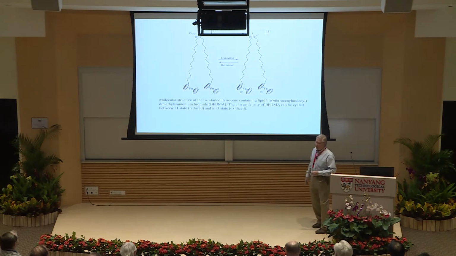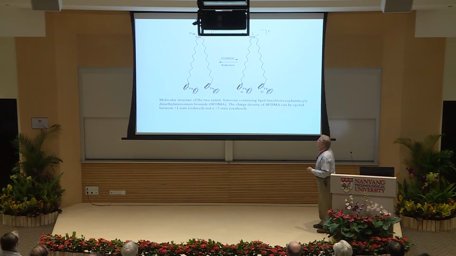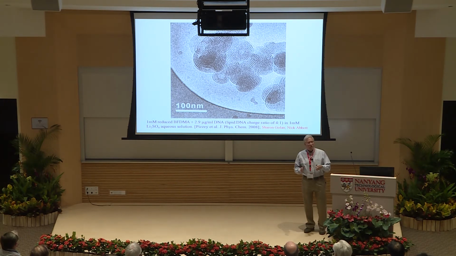Okay, another example. This is a few years later. We worked with Nick Abbott at the University of Wisconsin, and we looked at this very interesting lipid-like structure, which can be in two forms, the reduced form and the oxidized form. The reduced form actually gives you a very good lamellar structure. And as it turns out, in the Petri dish, it will give you very good transfection.